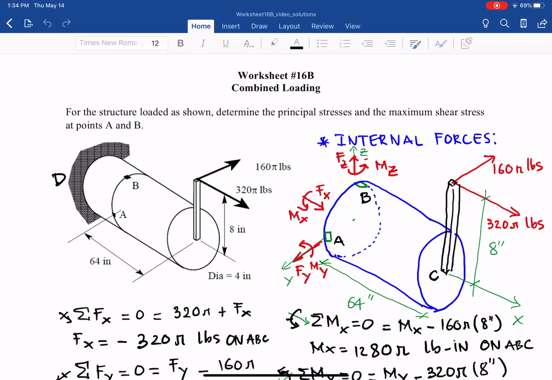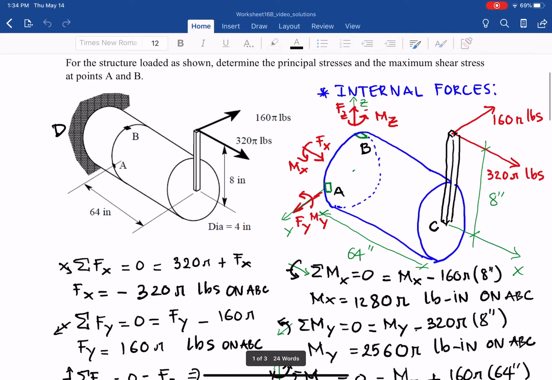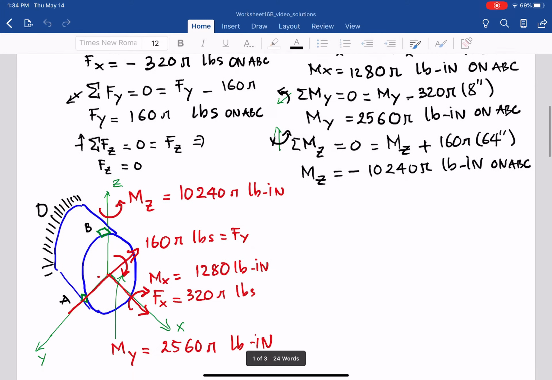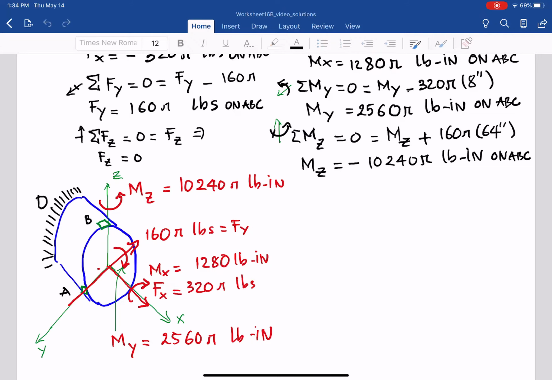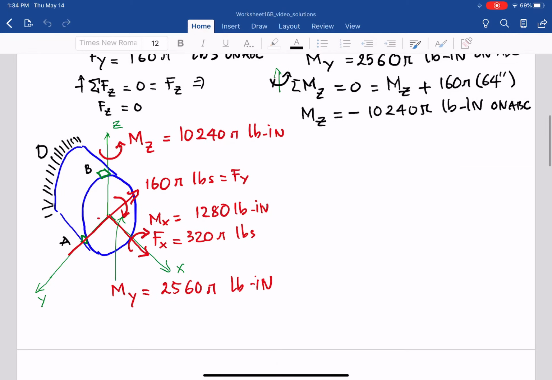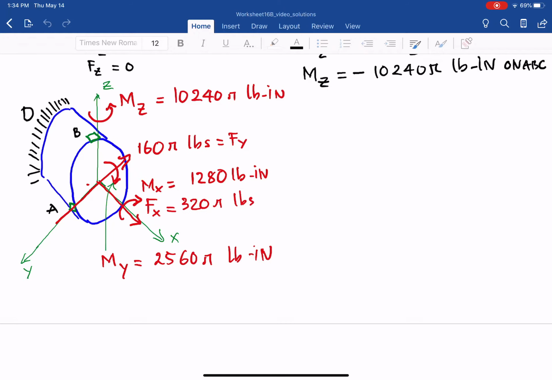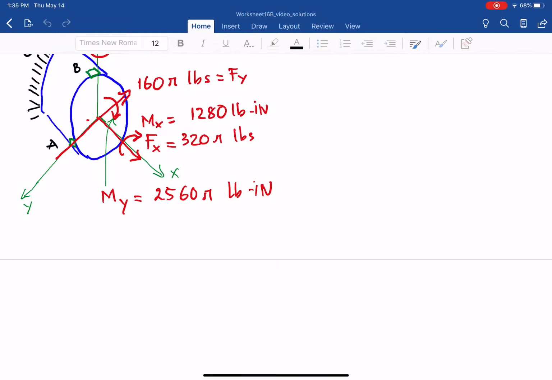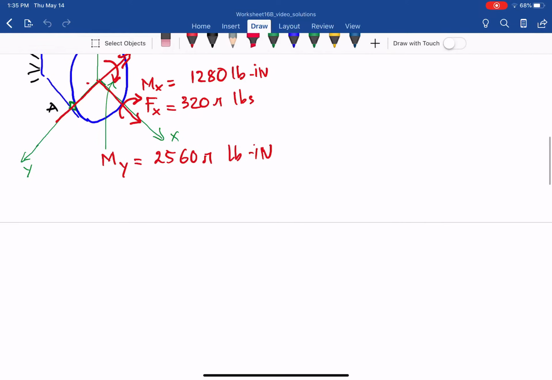Continue worksheet 16b. After we find the internal forces on segment ABD with all the directions as shown, we have five different loads: Fx, Fy, Mx, My, and Mz. Then we will apply superposition and consider one at a time. So let's do that here with stresses. The step that we need to do is to find the stresses and consider one load at a time.